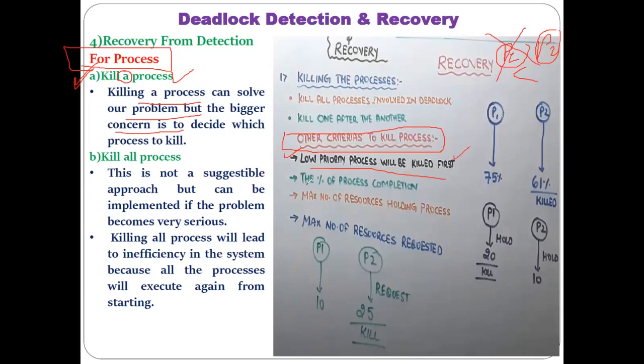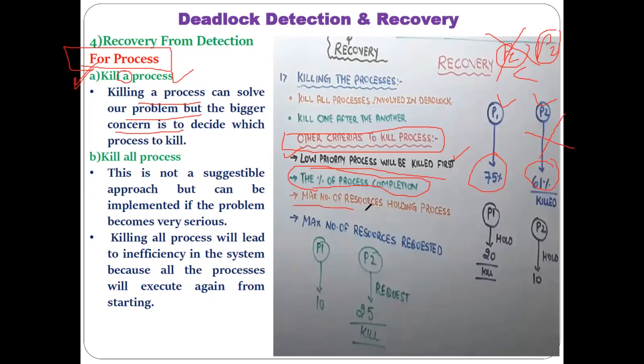The next criterion to decide which process to be killed first is the percentage of process completion. Suppose there are two processes P1 and P2. P1 has completed 75% and P2 has completed 61%. Then which one can be killed first? P2 can be killed first because P1 has completed most of its work as compared with P2. So that is the second criterion.